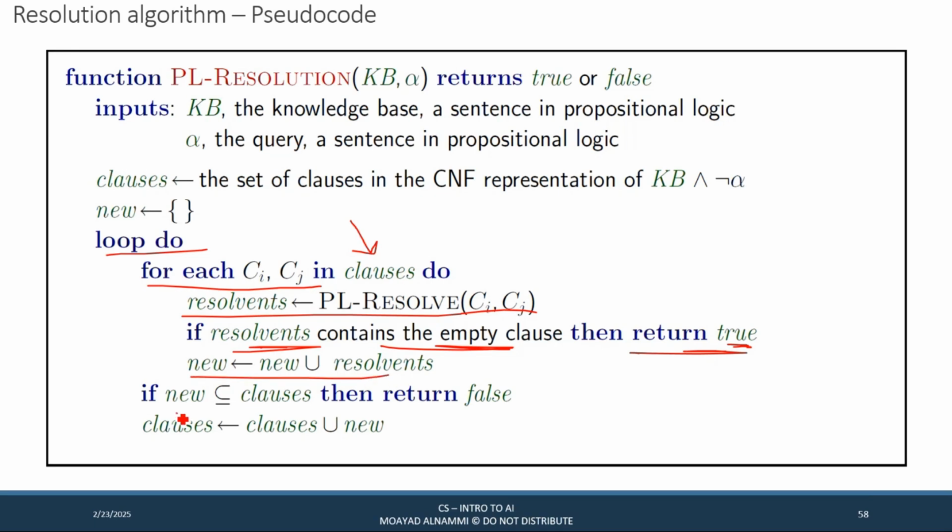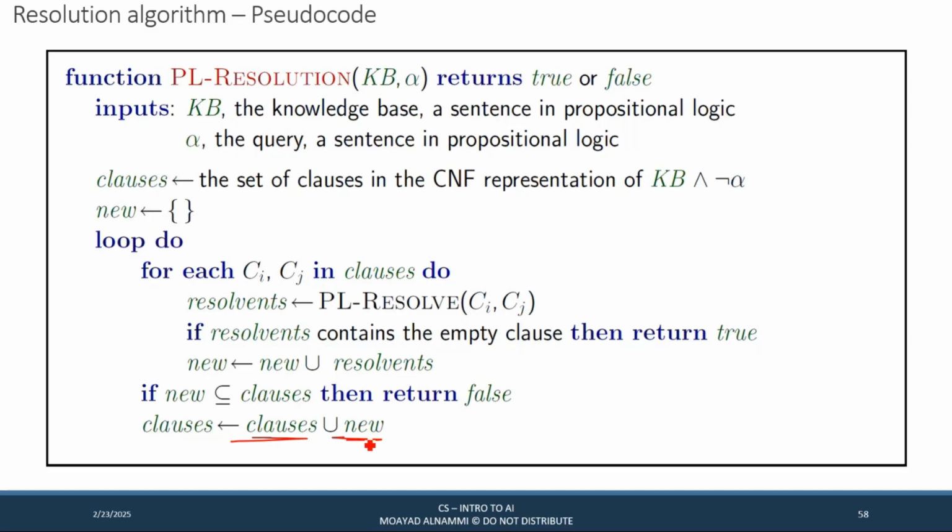Otherwise, you're just going to keep adding these new clauses to your clauses. If no new clauses have been generated, then you can stop the process, right? And you return false. KB does not entail alpha.